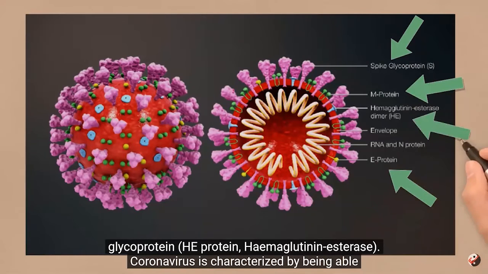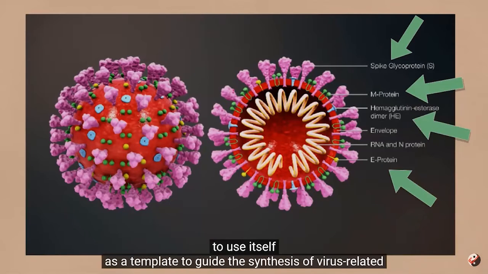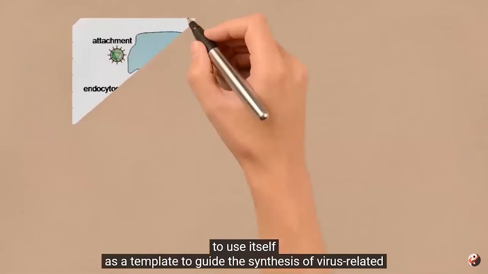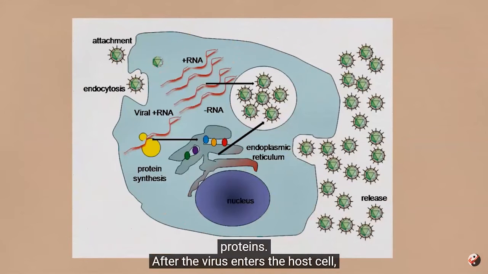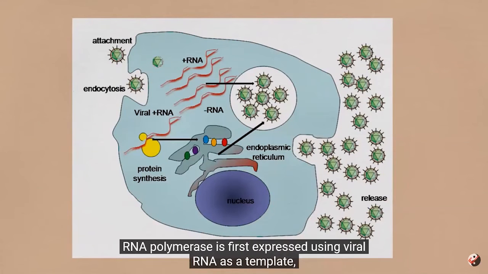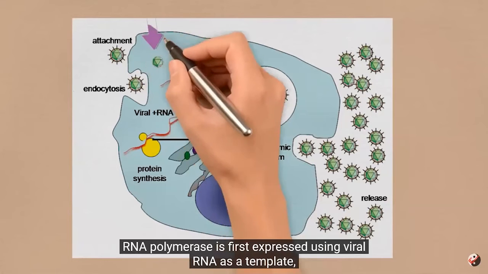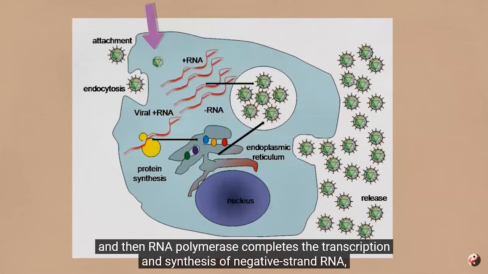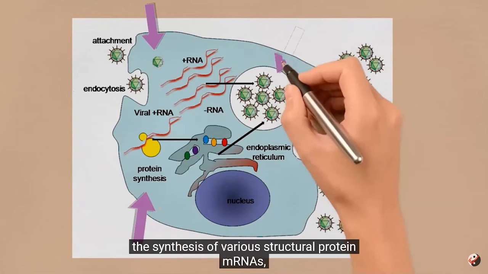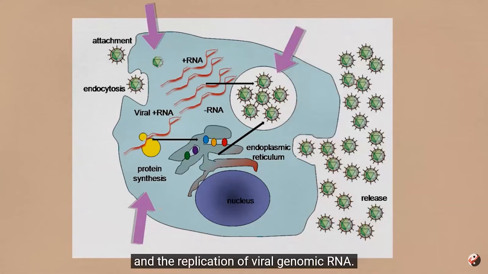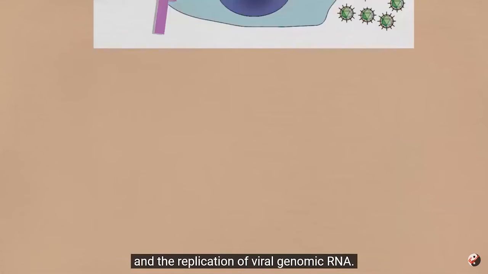Coronavirus is characterized by being able to use itself as a template to guide the synthesis of virus-related proteins. After the virus enters the host cell, RNA polymerase is first expressed using viral RNA as a template, and then RNA polymerase completes the transcription and synthesis of negative strand RNA, the synthesis of various structural protein RNAs, and the replication of viral genomic RNA.